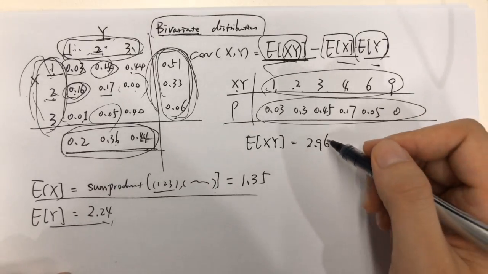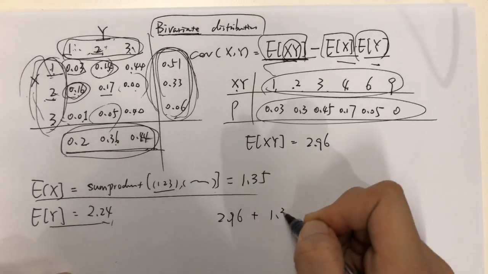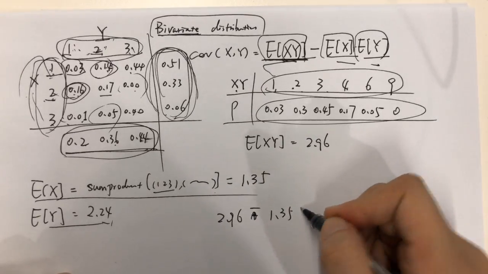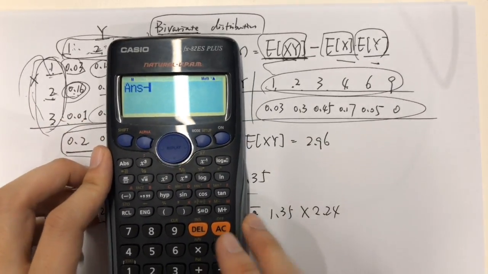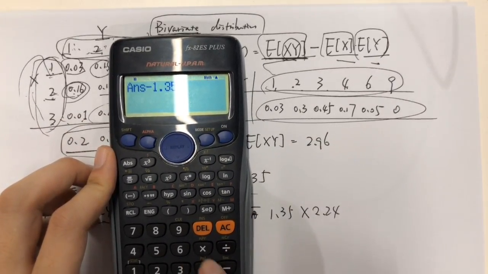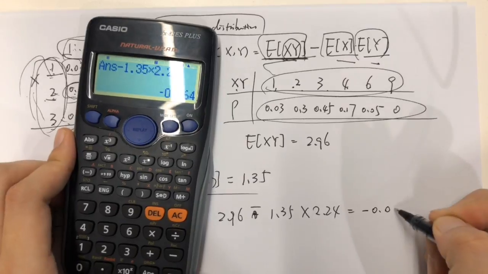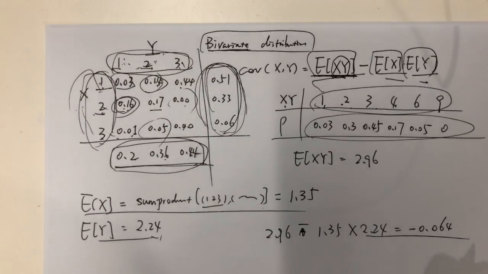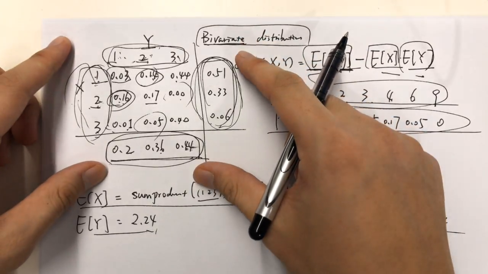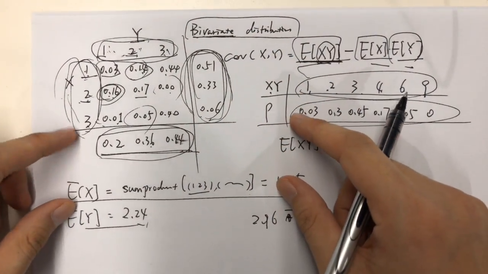So you put them all together: you get 2.96 minus 1.35 times 2.24. So you got 2.96 minus 1.35 times 2.24, and you finally end up with minus 0.064. Everyone happy with that? So this is how, when you're given a joint distribution, we can calculate the covariance.